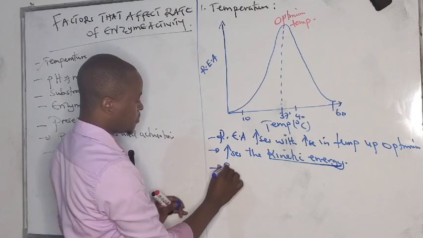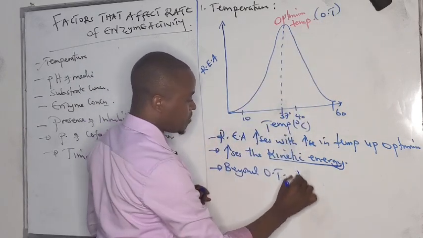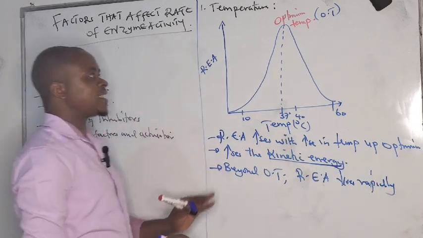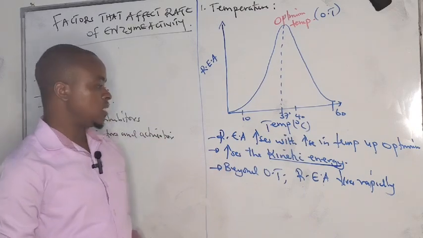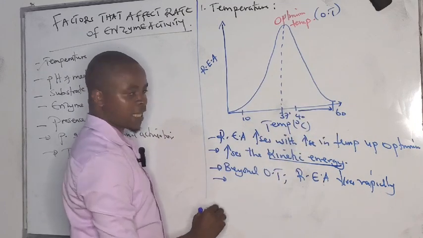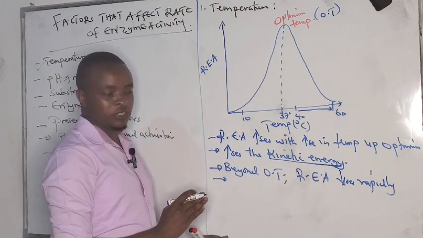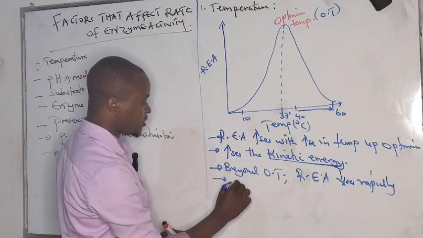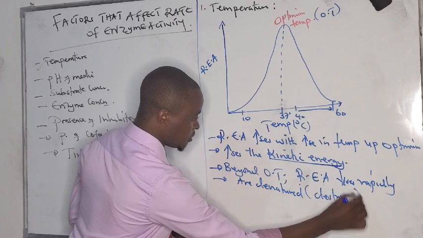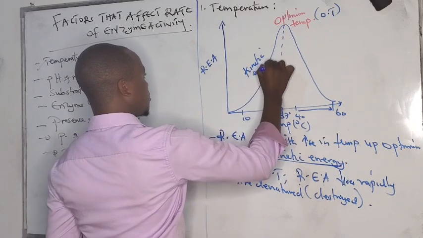Then beyond optimum temperature, the rate of enzyme activity decreases rapidly. And why does it decrease rapidly, especially beyond 40 degrees centigrade? The reason is that beyond 40 degrees centigrade, from here to 60 and above, the enzymes being protein in nature are denatured or destroyed by the high temperature. So beyond 40 degrees centigrade, we see reduction in activity because enzymes are denatured. Or you can say that they are destroyed. That's why we see a rapid decrease. So here there is an increase because there is increase in kinetic energy, and here there is a decrease because enzymes are denatured.